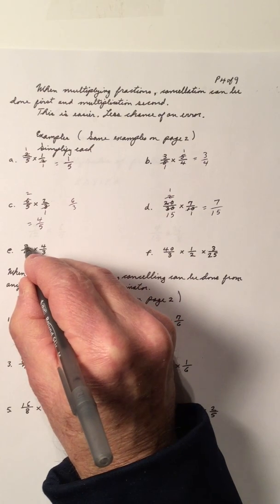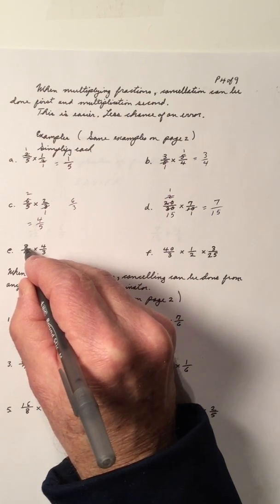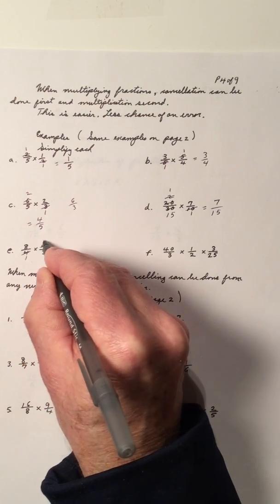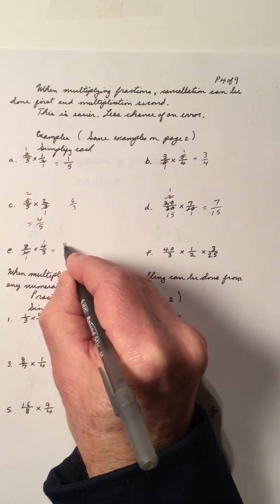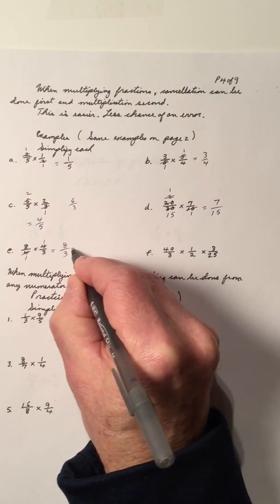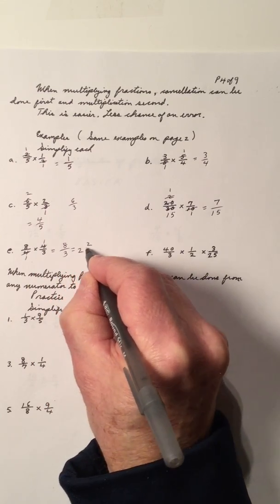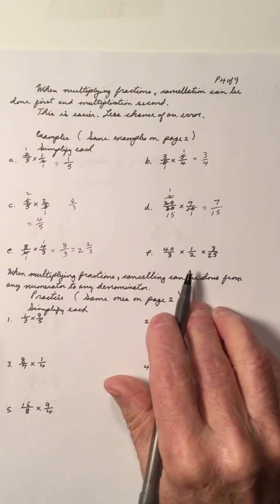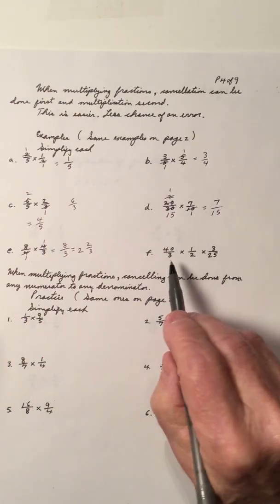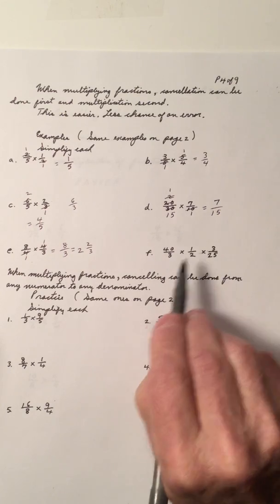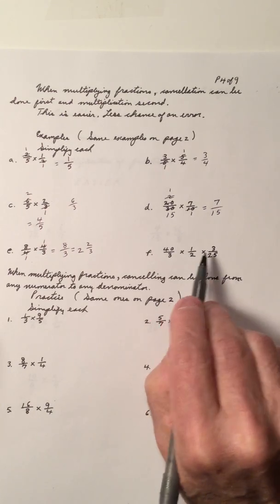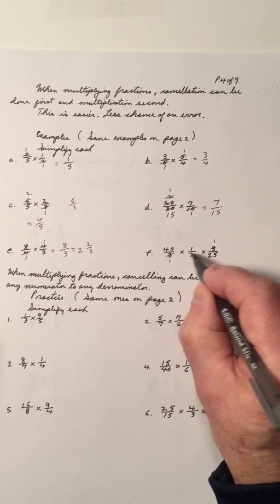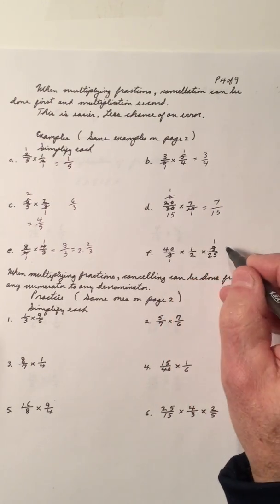Notice I can cancel 4 into 8 twice right here. Or I can cancel these 4s, your choice. 4 once, so that gives me 8 over 3. And 3 into 8 goes 2, and 2 left over. So it's 2 2/3. I got 3 fractions. You remember, cancel anywhere. I can cancel these 3s here, okay, because they're top and bottom. You're multiplying, so you can cancel top to bottom.